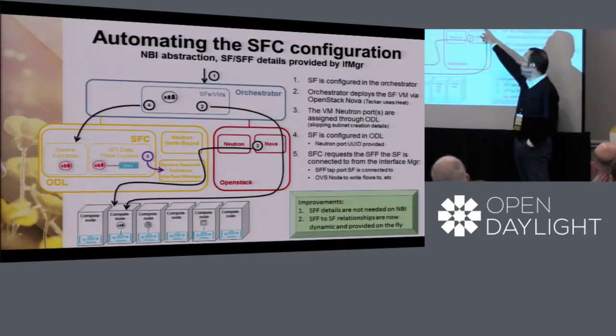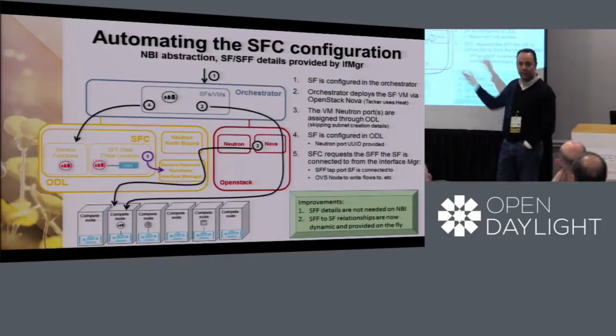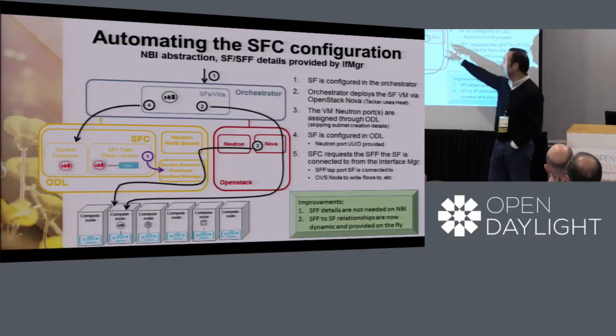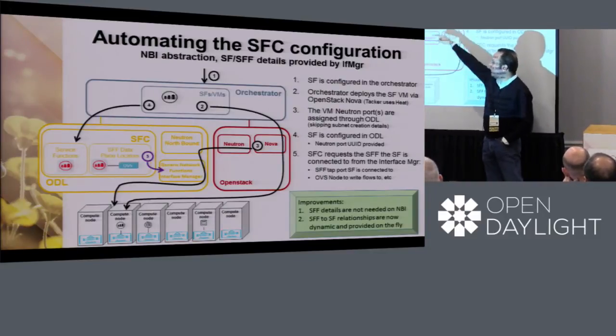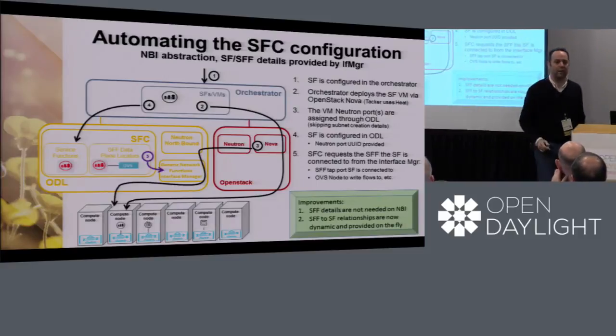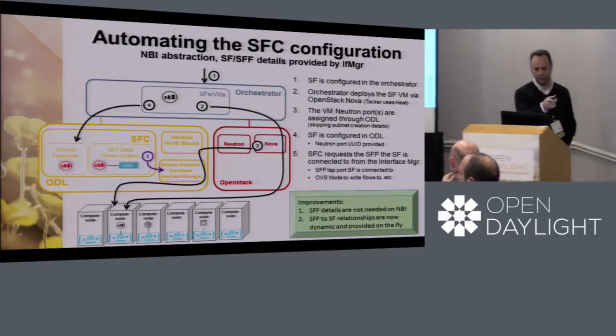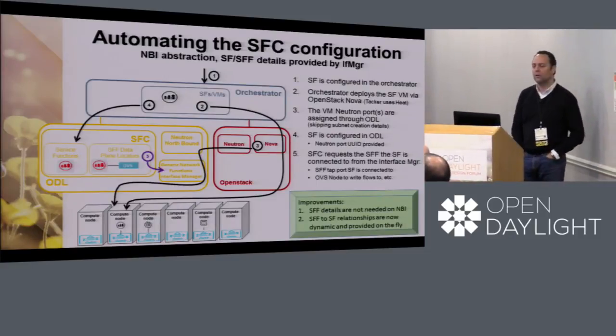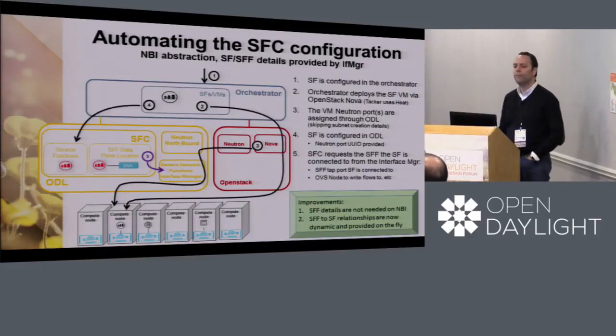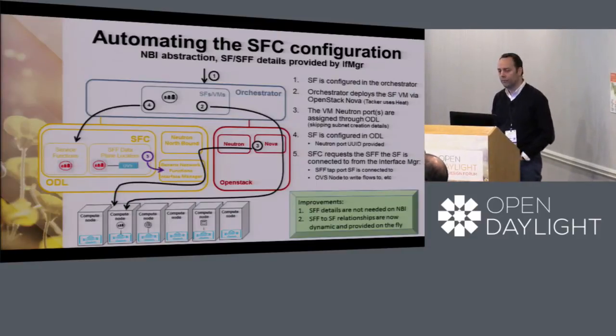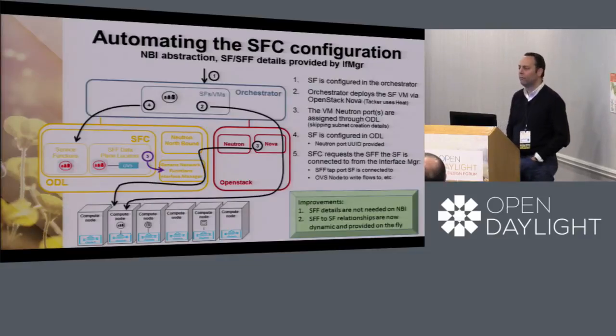In step 2, we ask OpenStack to spin up the VM. There we can get the tap or the port and feed it into step 4. So that's how OpenDaylight gets that information. Is that what you're asking? Yeah, that's what I'm trying to understand, the difference. You could have done that. You're not changing anything in the orchestrator, are you?